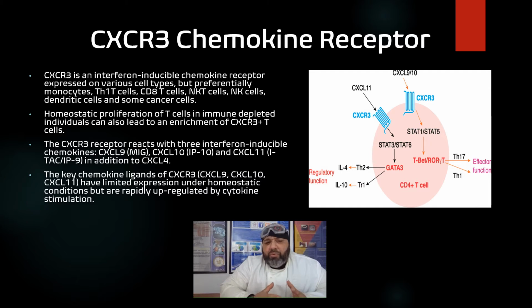Now, CXCR3 as a receptor reacts with three particular interferon inducible chemokines, known as CXCL9 or MIG, CXCL10 or IP10, and CXCL11 or ITAC. The main chemokine ligands of CXCR3 are CXCL9, CXCL10, and again CXCL11, which have limited expression under homeostatic conditions, but are rapidly upregulated by cytokine stimulation.